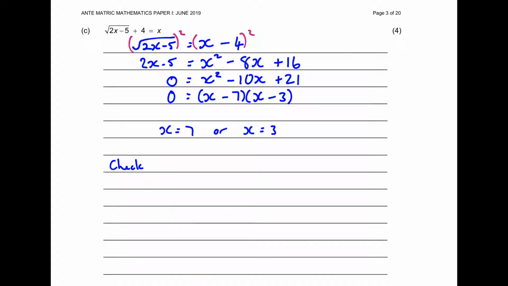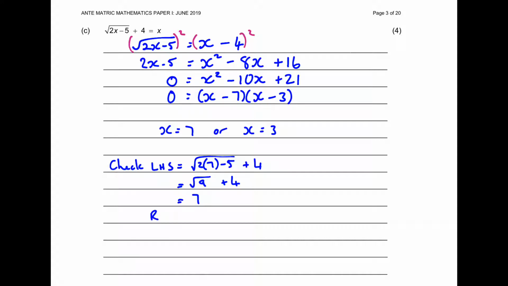The check means we actually have to check the solutions in the original question, not in any of your steps where you've worked it out, just in case you've made an error. So we're going to substitute 7 into the left-hand side of the equation. So it'll be the square root of 2 times 7 minus 5, plus 4. 2 times 7 is 14, minus 5 is 9, so we have the square root of 9 plus 4, which gives us a total of 7.